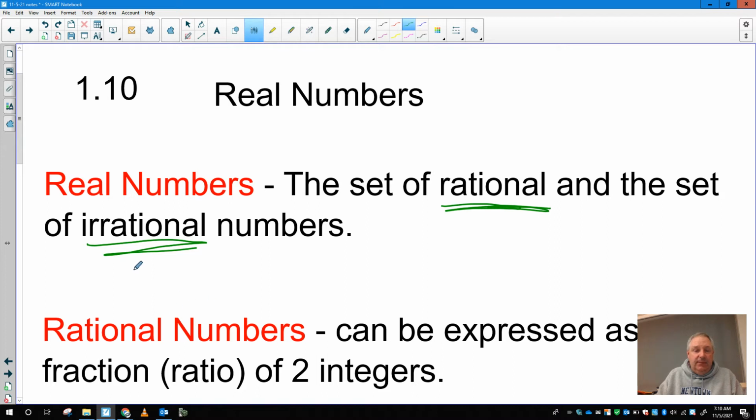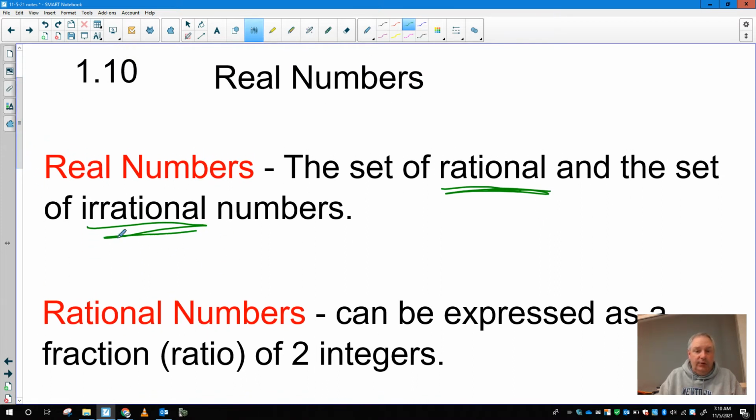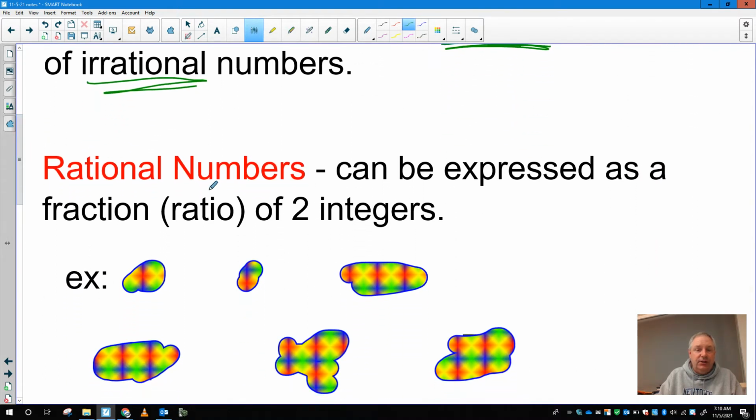We did rational numbers way back in the very first section of this book. Section 1.1 was talking about rational numbers. So this next section is not brand new. Rational numbers can be expressed as a fraction, which means it's a ratio. It's got the word ratio in here.